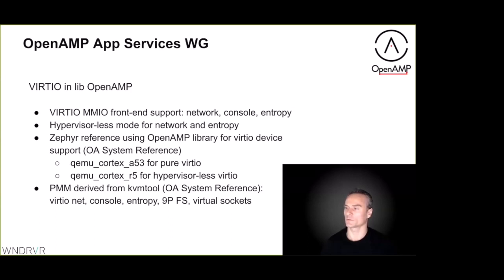Zephyr is our runtime of choice for demonstrating VirtIO, and we have samples demonstrating standard VirtIO with QEMU ARM as virtual machine monitor on a QEMU Cortex A53 target. QEMU Cortex R5 is the target for Hypervisorless VirtIO in a configuration based on the Xilinx ZCU102 platform. In this case, the VirtIO backends are implemented in a fork of the KVM tool VMM, which is available in the OpenAMP system reference repository on GitHub.